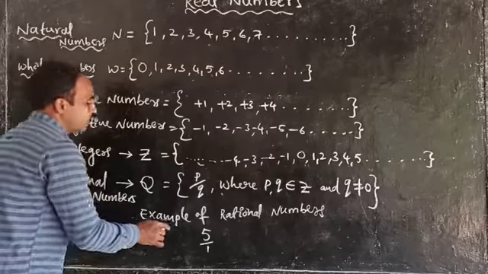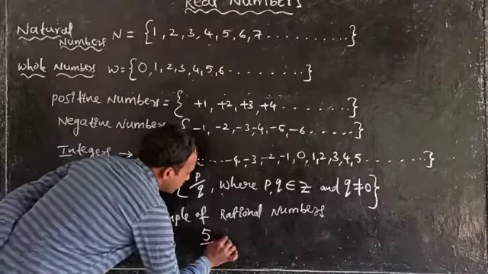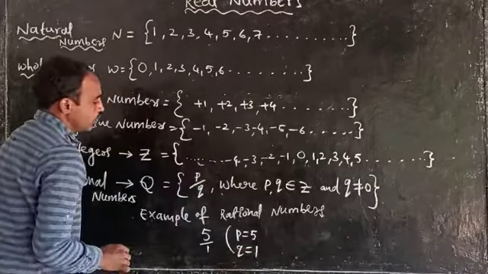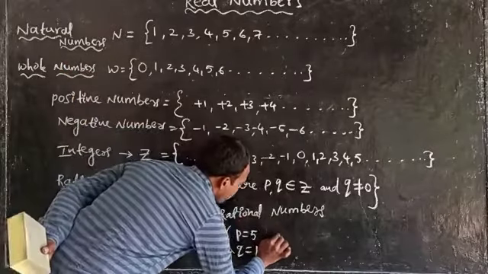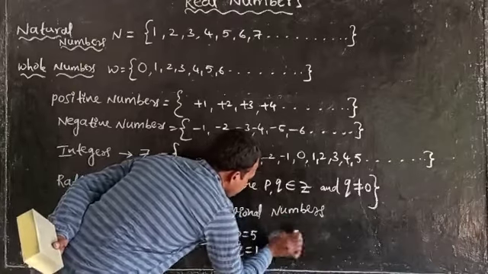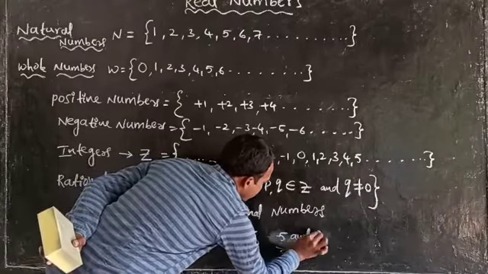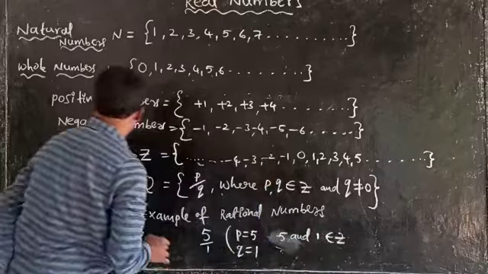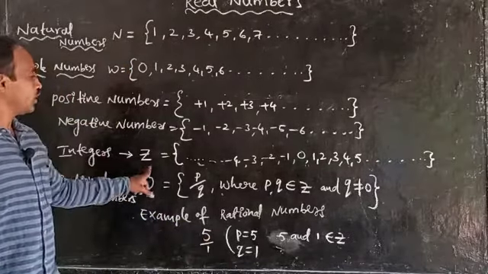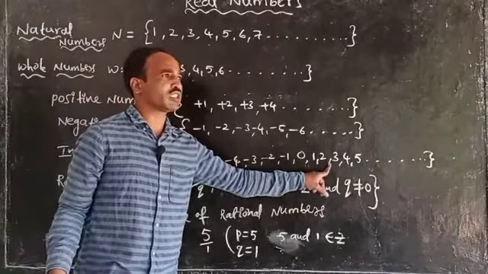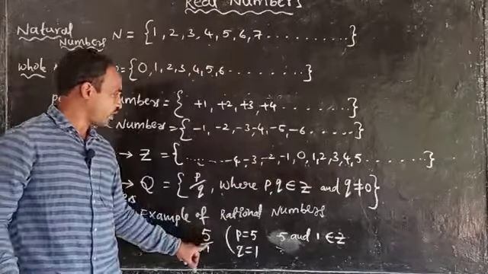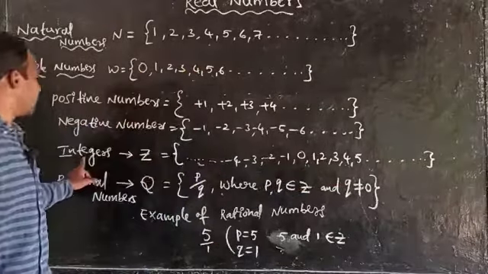If we write 5 by 1 here, P is 5, Q is 1, and also P comma Q are 5 and 1. 5 and 1 belong to Z. So integers, these 5 and 1. In the set of integers, which numbers are there? Positive numbers 1, 2, 3, 4 and negative numbers, 0 is also there. So here 5 and 1 are in the integers.